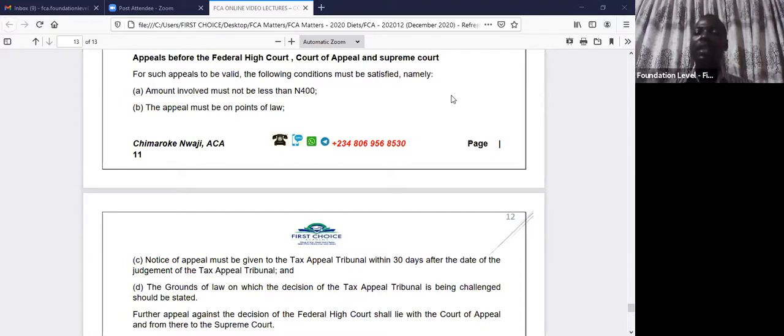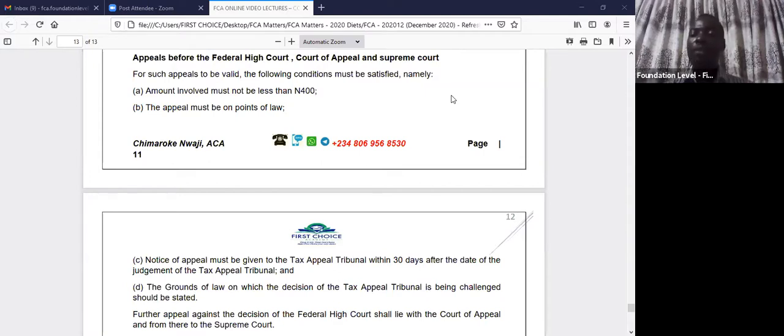Okay, now in the case that you lost, the FIRS would have won, and they will go and get a court judgment enforcing the judgment. You have 30 days from the date of the final judgment to appeal. Otherwise, if you don't appeal within that 30 days, then you've lost. Who do you appeal to when you lose a case from the Federal High Court? You appeal to the Court of Appeal.